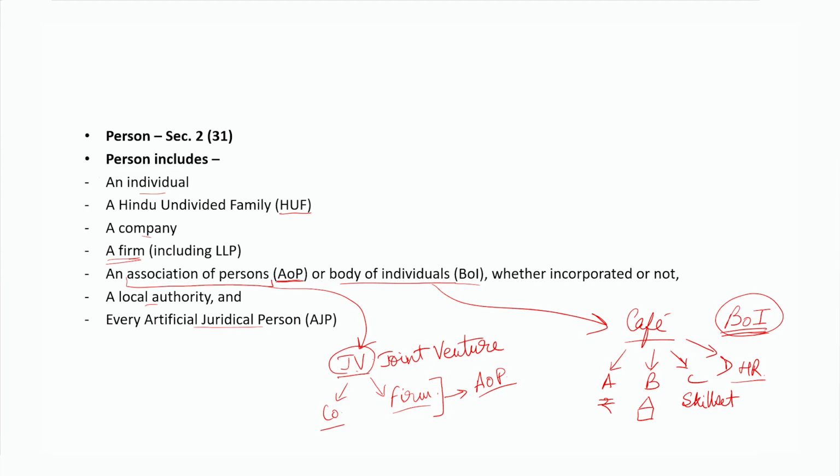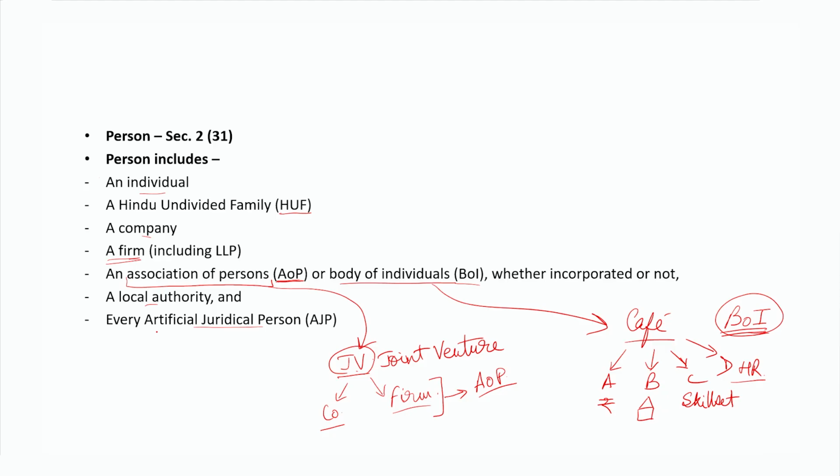And then you've got local authority. So local authority will include within its ambit authorities like you've got Municipal Corporation of Delhi, right, or the Delhi Jal Board, and so on and so forth in your own respective municipalities wherever you may be located, right. So those are all nothing but your local authorities, and they are also liable to pay tax.